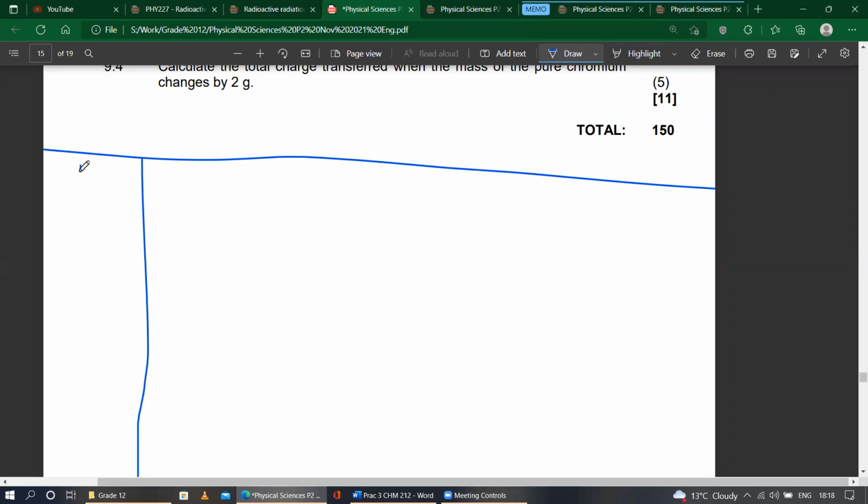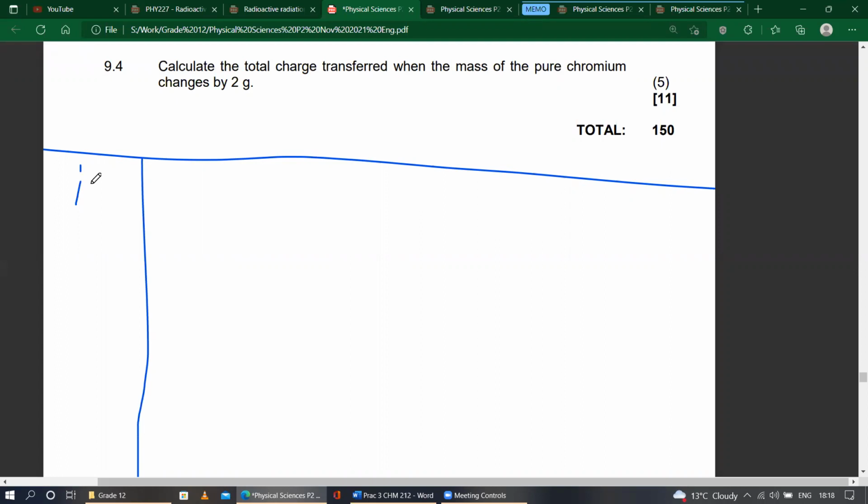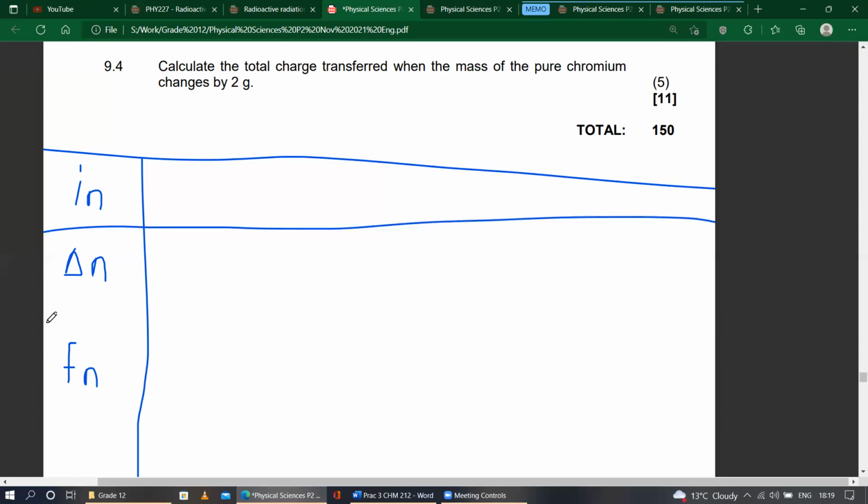Then this is gonna be our initial, but this time, instead of using the concentration, we're just gonna use our number of moles. So don't get confused when I use initial number of moles, change in number of moles, and the final number of moles. Okay, so it's just gonna have a line here and another line here.